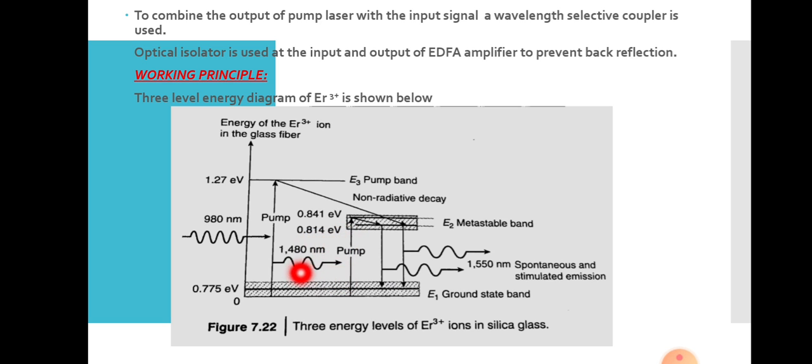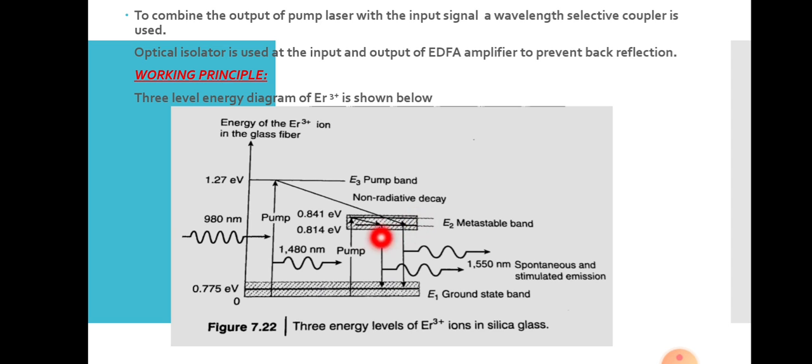So when energy corresponding to the 1480 nanometer pump is absorbed by the electrons in the E1 ground state, they will jump into the upper side of the E2 metastable band, and finally a population inversion takes place in this E2 metastable band. Sometimes the electrons in this upper level may go to the lower side of this E2 metastable band. As a result, there is a formation of the population inversion between this E2 metastable band and the E1 ground state.